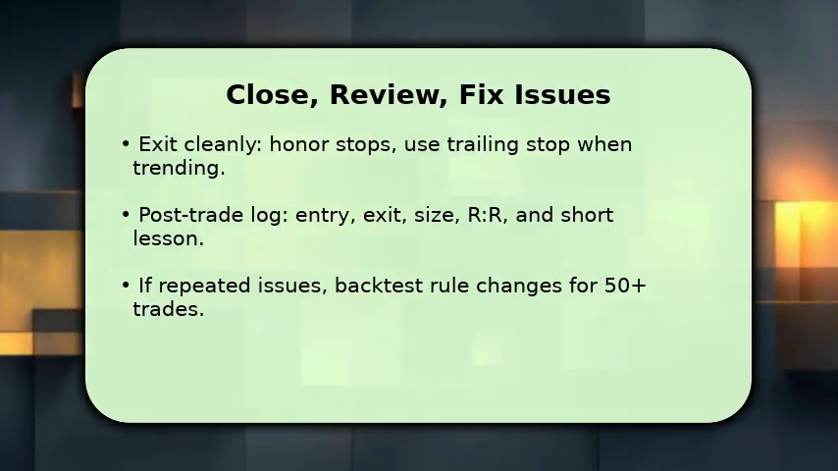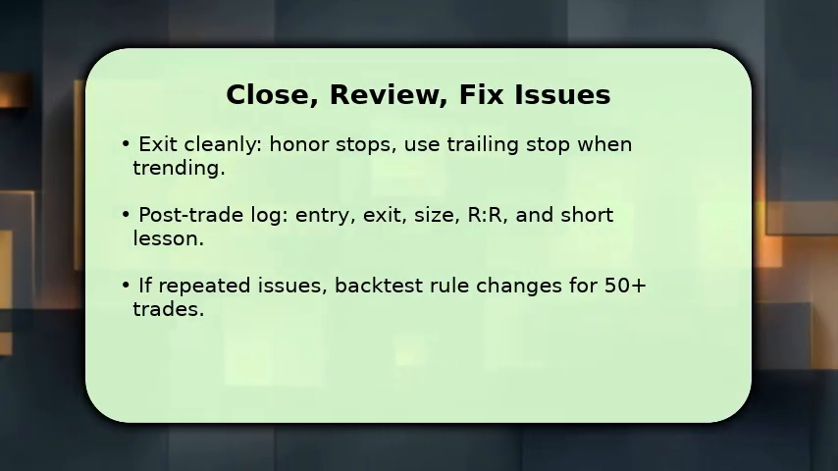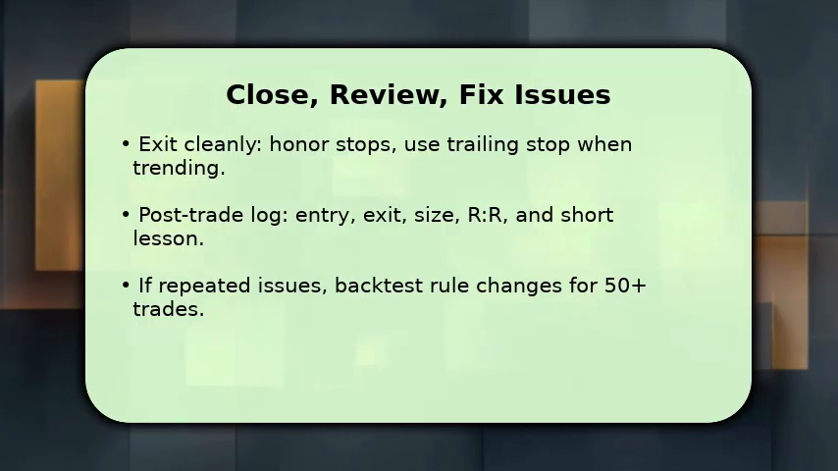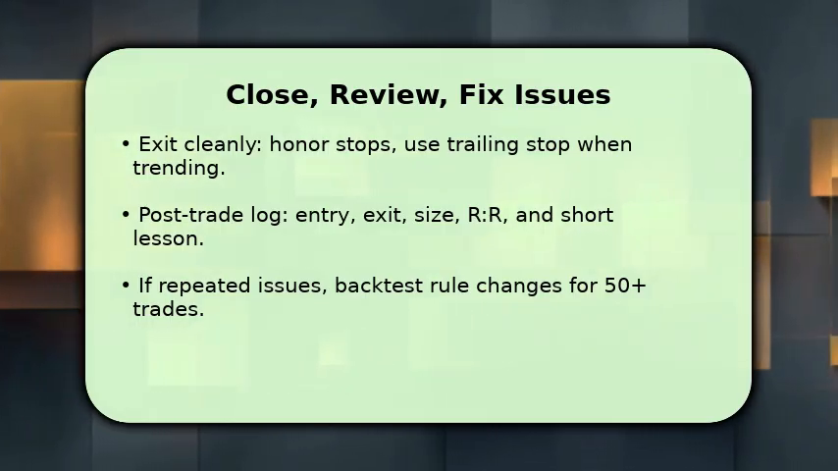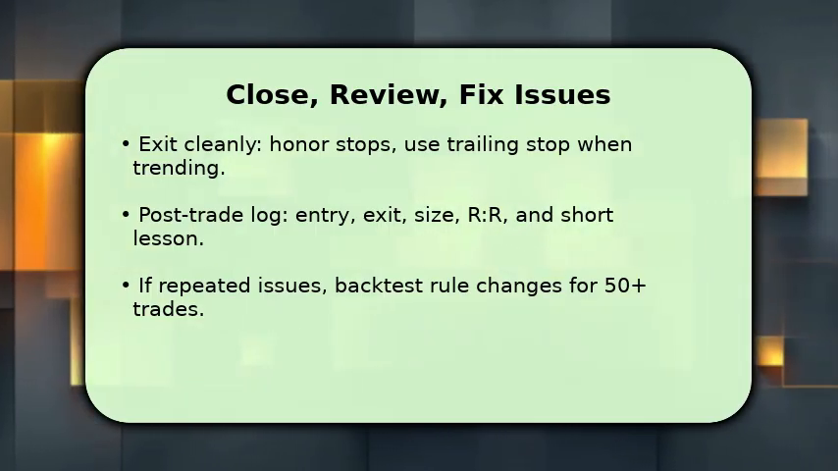If you see recurring losses or execution errors, don't guess. Backtest the specific rule change over at least 50 trades or a representative sample. Troubleshooting tip. If fills or slippage break your edge, reduce size and switch to limit only until execution.